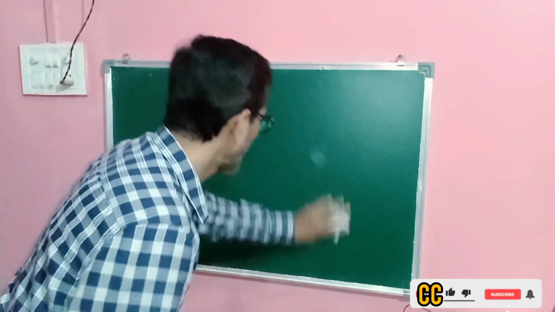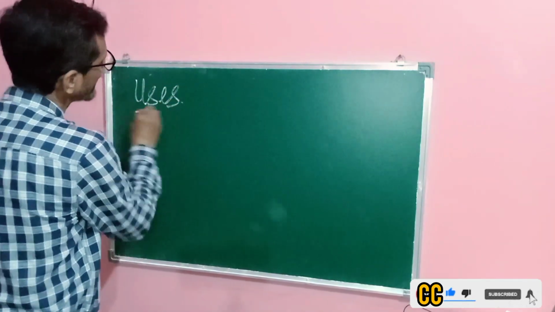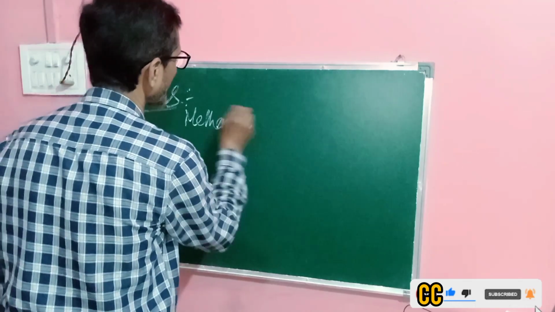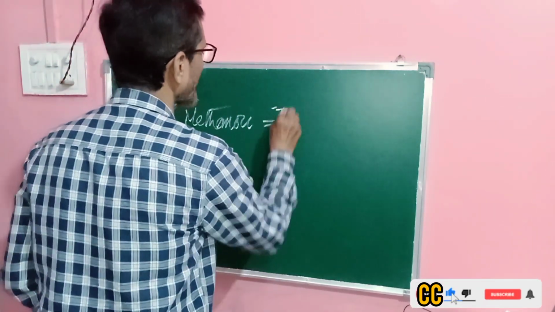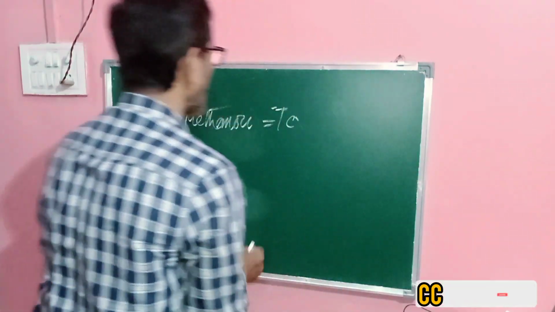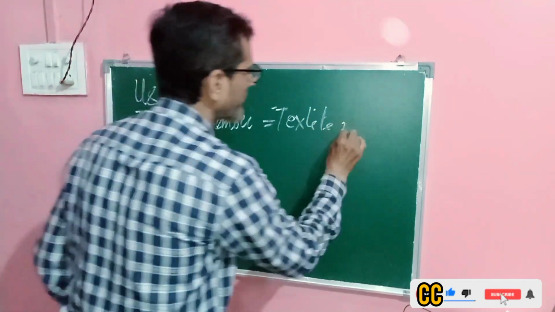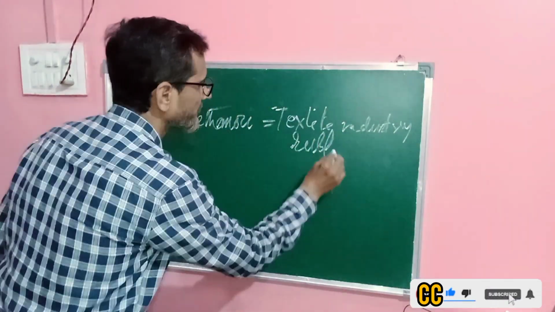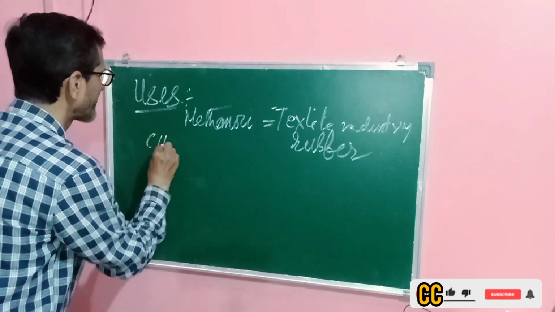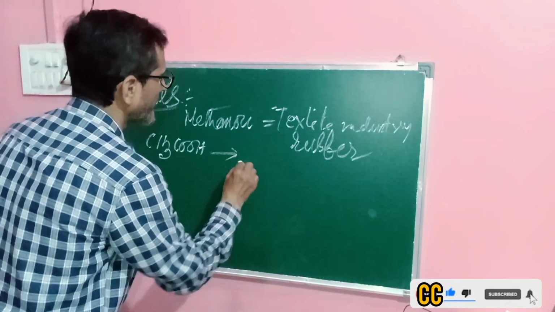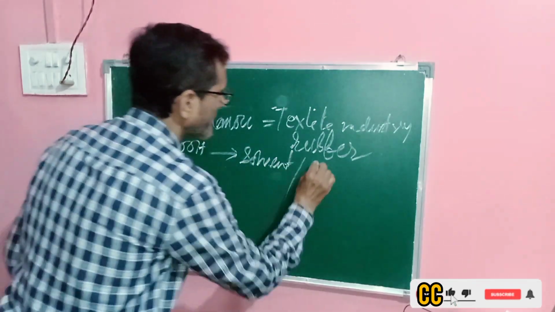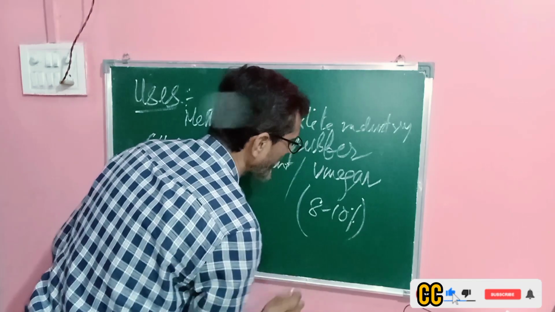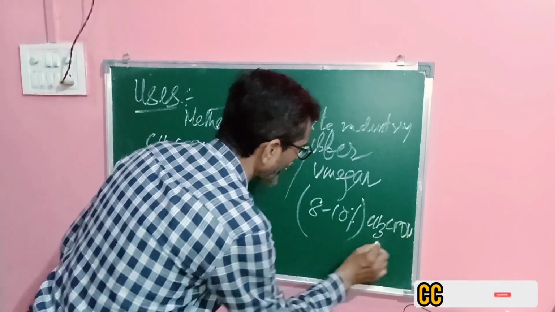Now the last part of carboxylic acid is uses. Don't leave this part. Methanoic acid is used in the textile industry and rubber making. Ethanoic acid is a very good solvent, and vinegar. One extra piece of information: 8 to 10% acetic acid is called vinegar. A short question comes in exams.